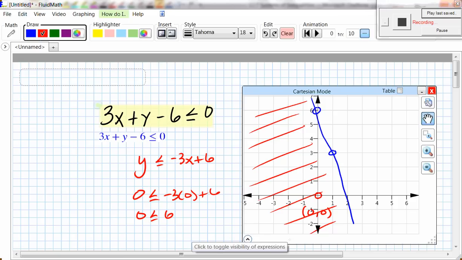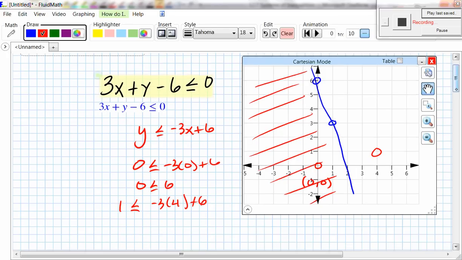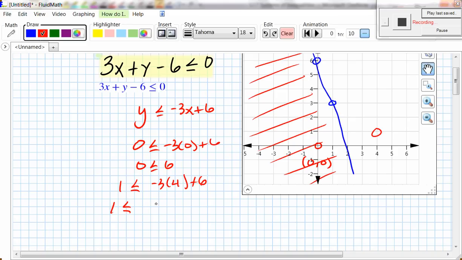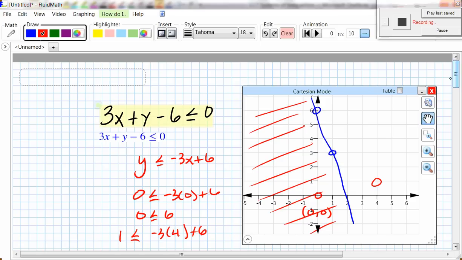What if I did not know that, and I took a test point, say, 4, 1 over here? Well, what would that do to my inequality? That would make it false, yeah. If I took 4, 1 into my inequality here, I could see that 1 is not less than or equal to negative 3 times 4 plus 6. So 1 is not less than or equal to negative 6. That doesn't make any sense. So therefore, the way that I'm going to shade this is to the left.